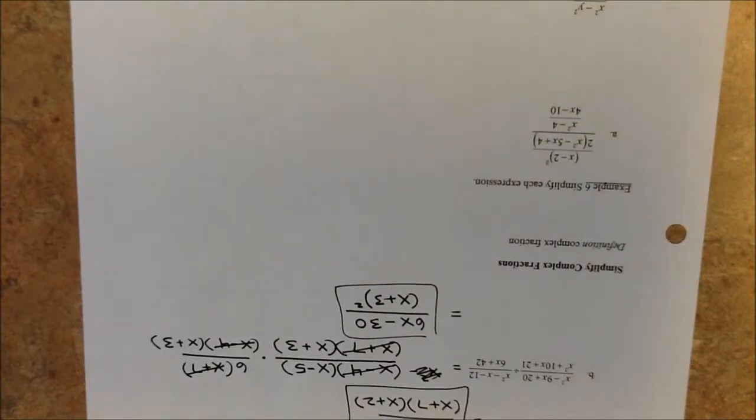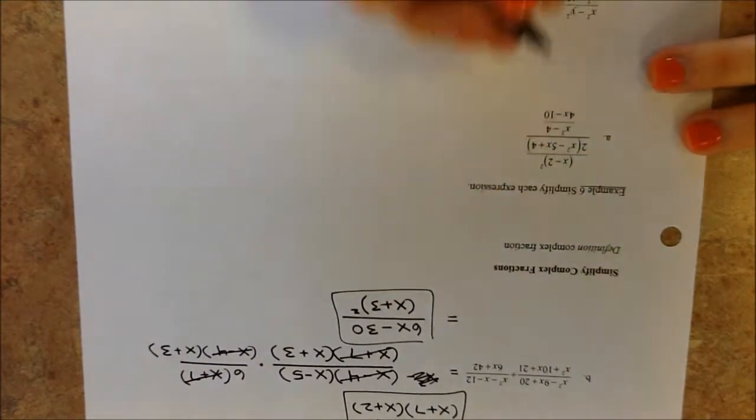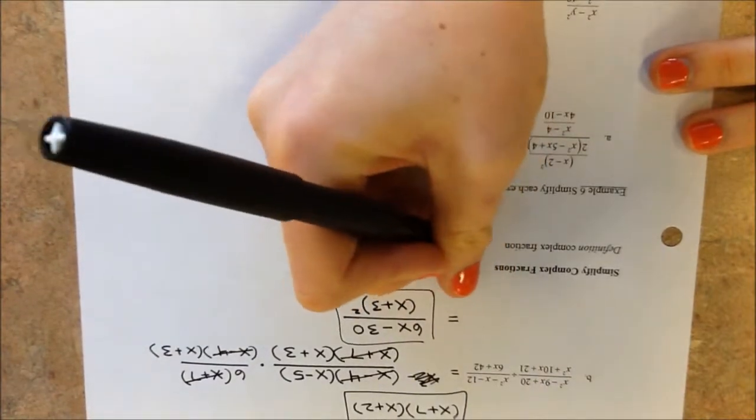All right? The last thing we're looking at is simplifying complex fractions, which is pretty much what we've been doing before. A complex fraction, the book gives you a very in-depth definition. I'm going to give you the simplest definition I can. A complex fraction is a fraction of fractions.